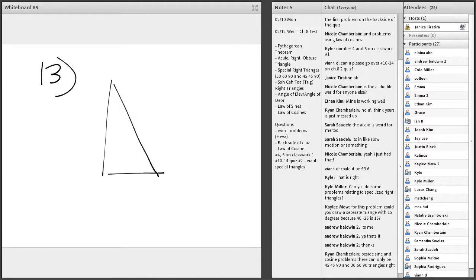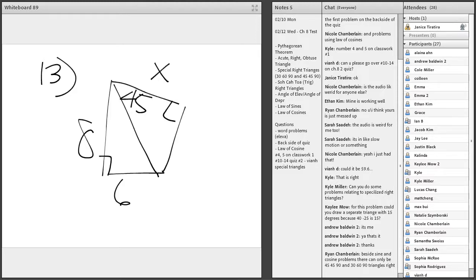Number 13. This one is a mix of two problems, 8, 6, 45. So I know Kyle asked about if we could do some special right triangles. So here we are, but first we have to figure out this red hypotenuse segment using this red triangle. This is not trig. You could, I wouldn't use trig, but you can use it. The easier way is to do Pythagorean theorem. And we're trying to find the hypotenuse. So 6 squared plus 8 squared.